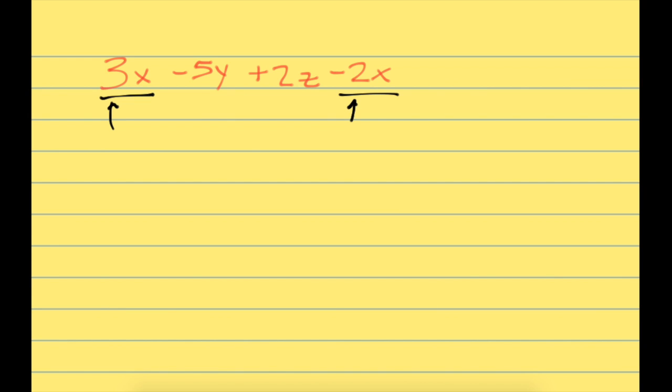1. Now instead of writing 1x, we just write x, because that 1 is implied simply by having an x there. If it was 0 x's, we wouldn't write any x's at all. And then the negative 5y and the 2z don't have anything to combine with. They stand alone.